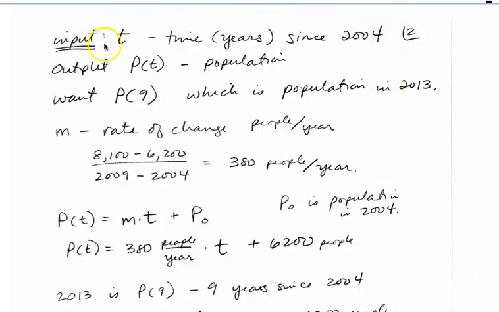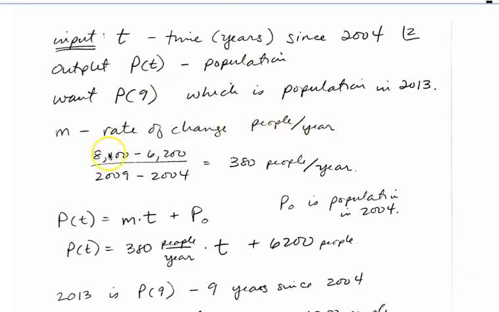So the input, right, the independent variable, is time, and it's going to be years since 2004. Right, this is going to be relative, as if time starts right there. That's the beginning of the problem in 2004. The output is population. And what we want is the population in 2013, which would be when time, t in years, is 9. And so the rate of change is people per year.